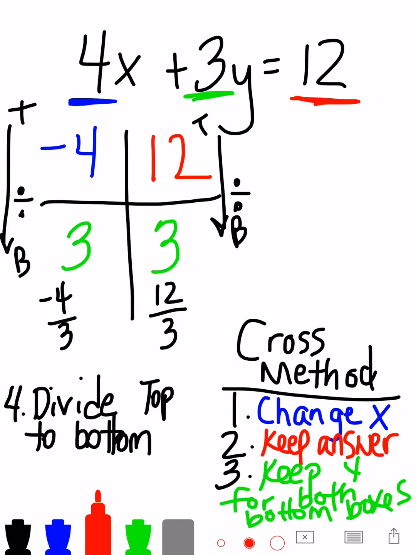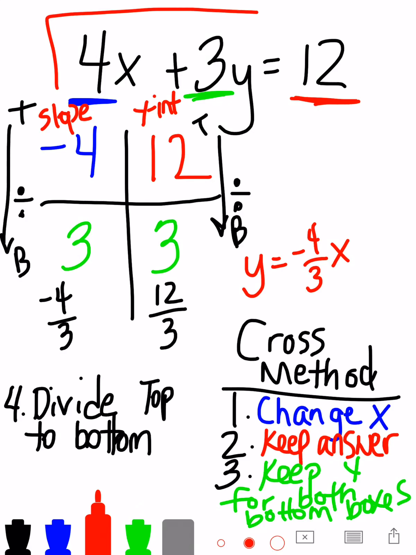I'm going to write my answer right here. Remember, we're solving for y, so you're going to put y equals, and the first thing that it equals, -4 divided by 3, well, that just gives you -4 over 3. You cannot forget to put your x behind your slope, because remember, this column gives you your slope. This column gives you your y-intercept. And when you're solving these equations, they're given to you in standard form, and you're trying to put them in slope-intercept form.